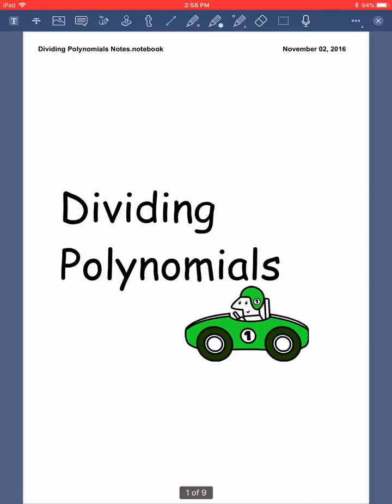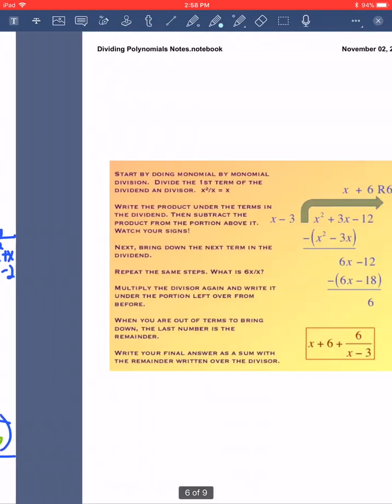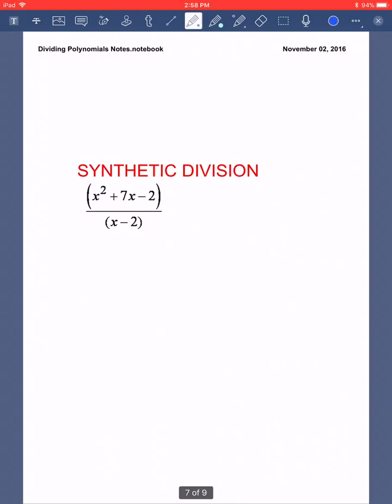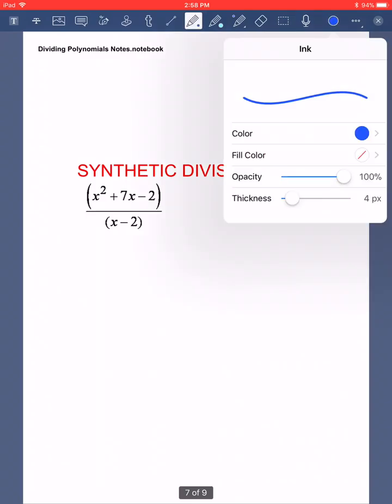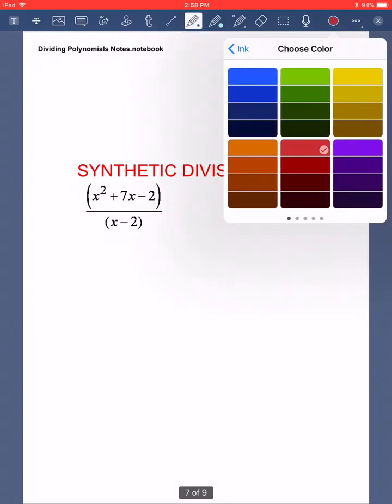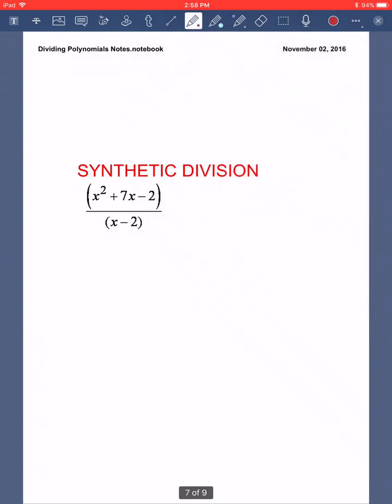Okay, these notes are over dividing polynomials using synthetic division, which I consider the shortcut way. So let me scroll through all the long division. All right, synthetic division. It's going to look kind of weird. It's going to look kind of like reverse division. So I have x squared plus 7x minus 2, and we're dividing it by x minus 2.